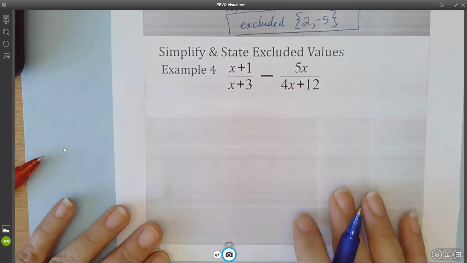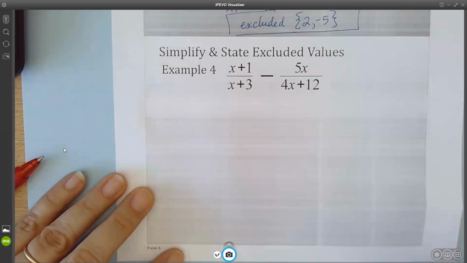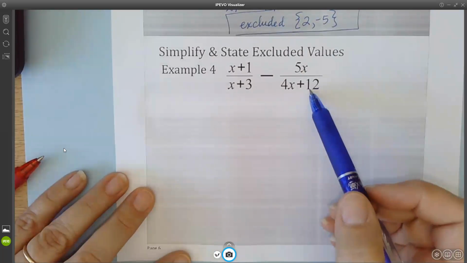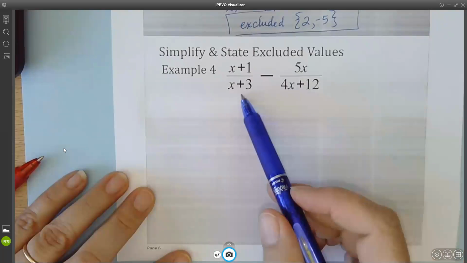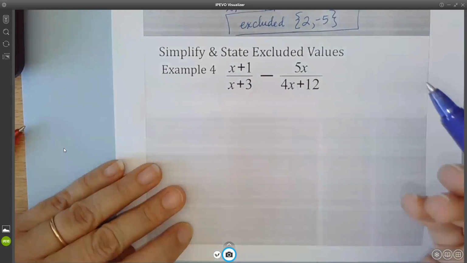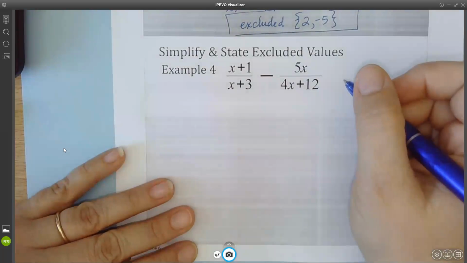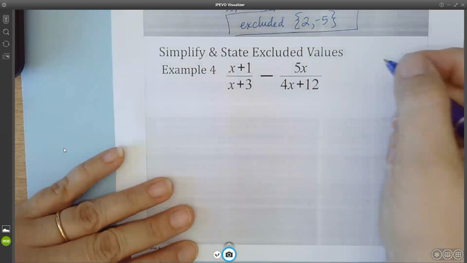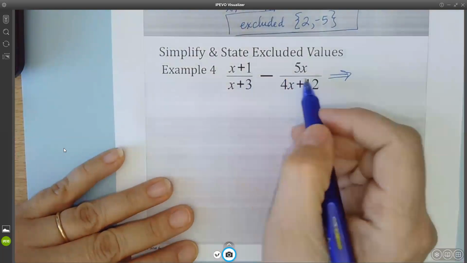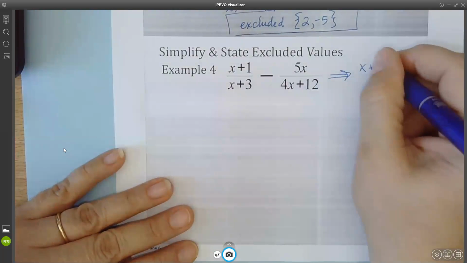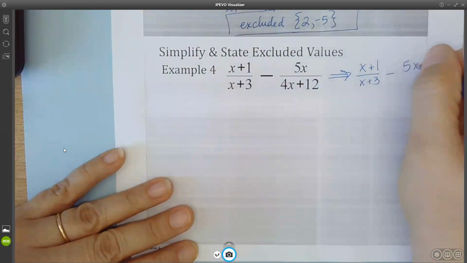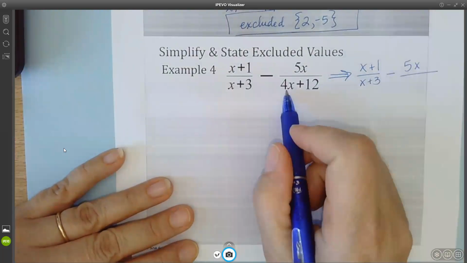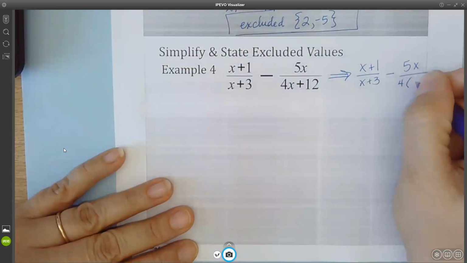I have another problem. Here I'm subtracting, and the denominator here is not factored. So let's factor that, and we'll compare denominators to make sure that I'm not multiplying by extra stuff that I don't need to multiply by. I could rewrite this whole subtraction problem as x plus 1 over x plus 3 minus 5x over, I can factor out a 4 times x plus 3.